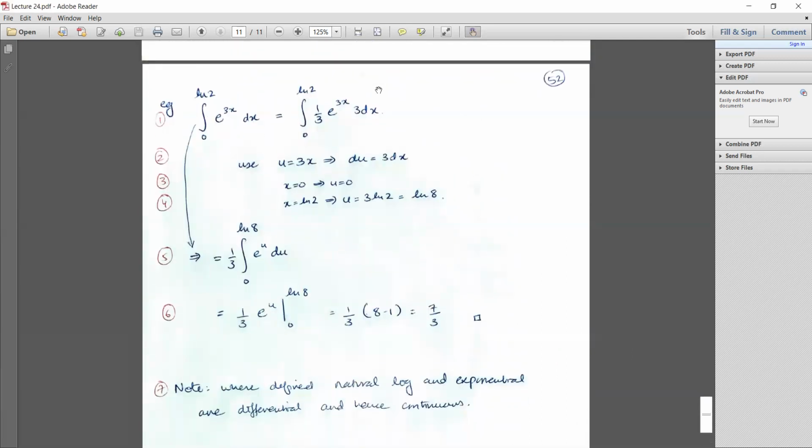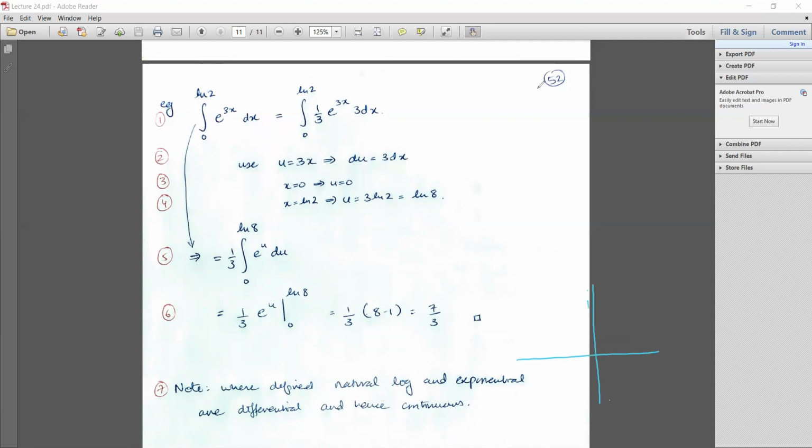All right. And so looking at the fact that the natural log and the exponential function are differentiable wherever defined, they're also continuous. You can also see that from their graphs. So this was the graph of the natural log function. Let me actually draw a better graph. 1 second.